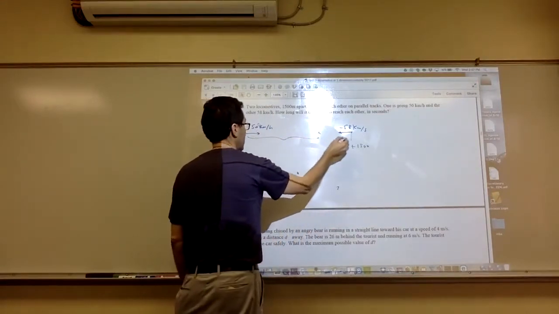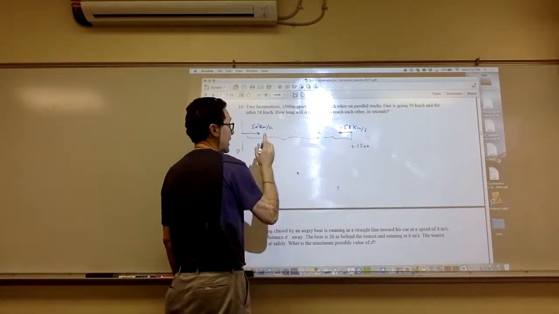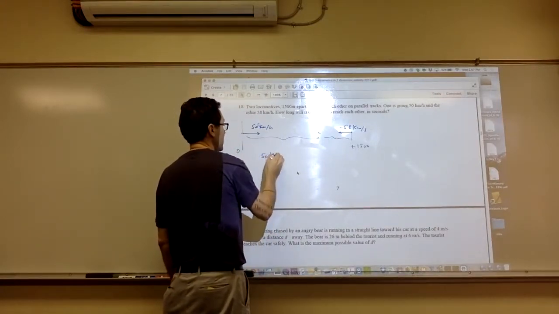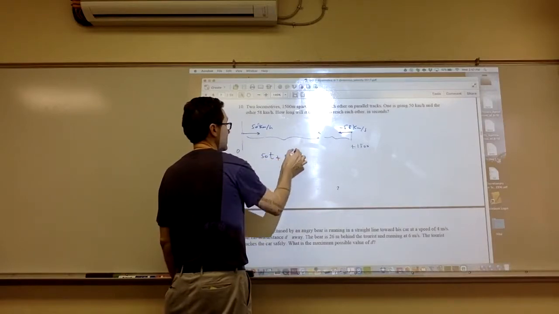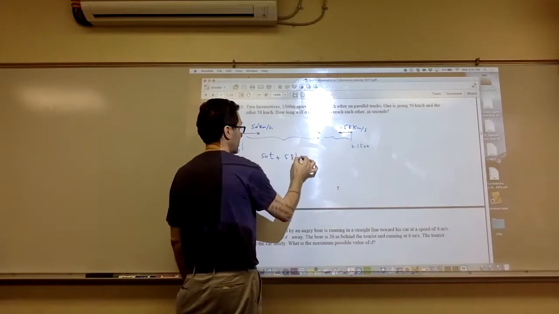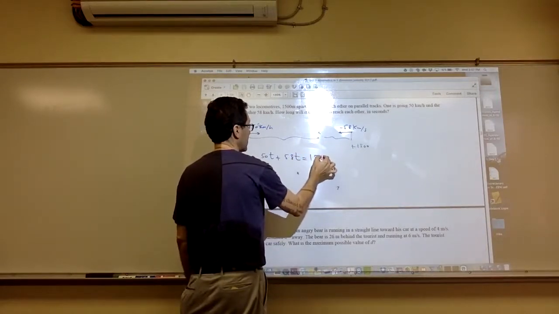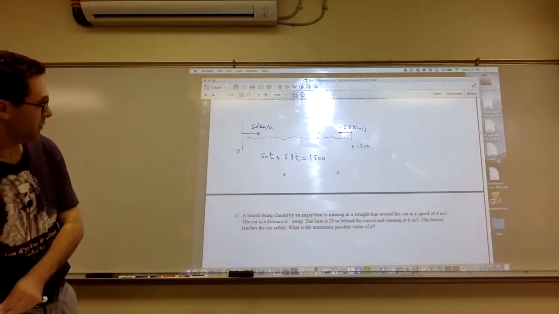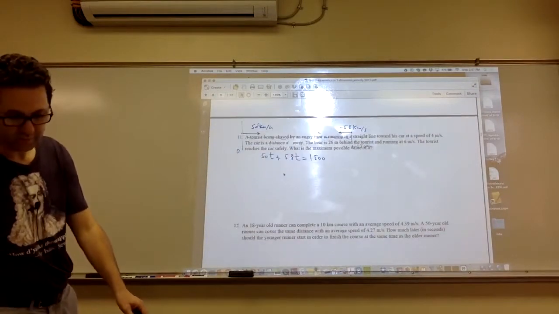Another way we could have done this, we can say, well, you know what, the distance traveled by this one plus the distance traveled by this one should add up to 1,500. The distance traveled by this one is 50t, okay, plus the distance traveled by the other one. See, I'm talking distance here, so the direction doesn't matter. That should be 1,500. And you will solve it like this. Okay? All right, let's look at number 11.